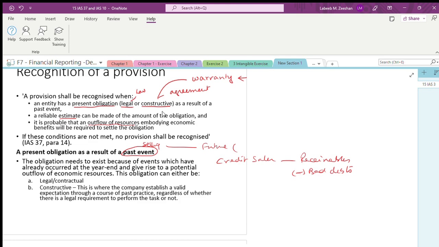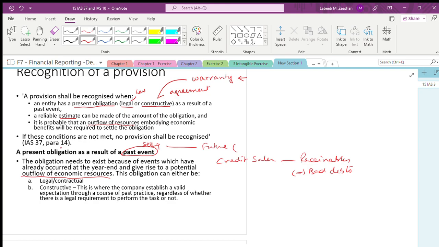It is the obligation with respect to a past event, which has already occurred by the year end and gives rise to a potential outflow of economic resources. This is the technical term. If you understand this much, that's more than enough for us. Don't waste time on this.